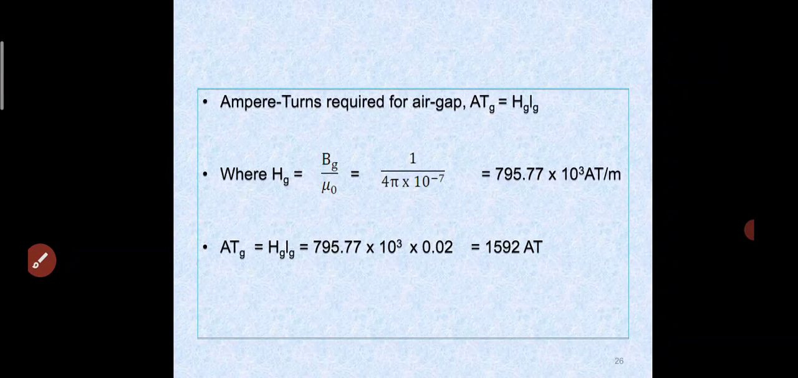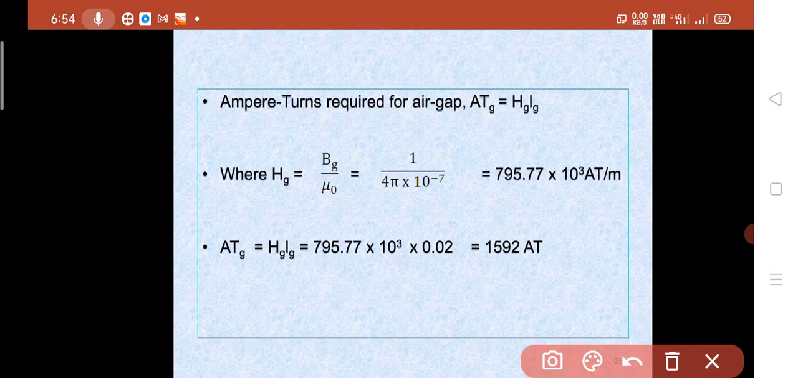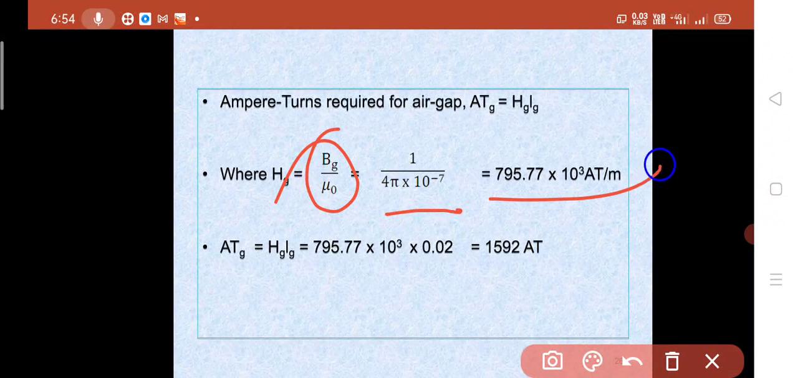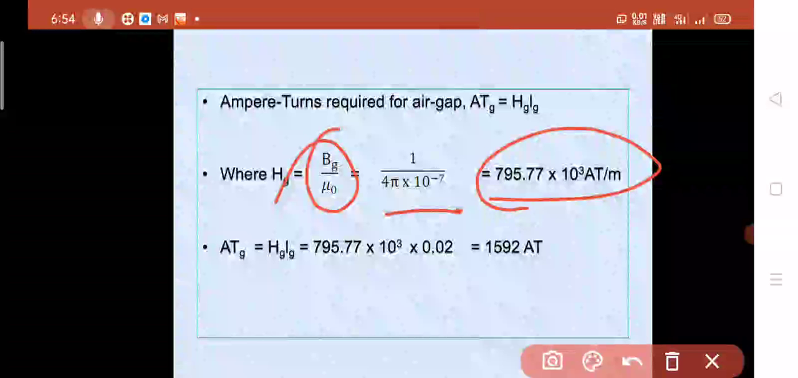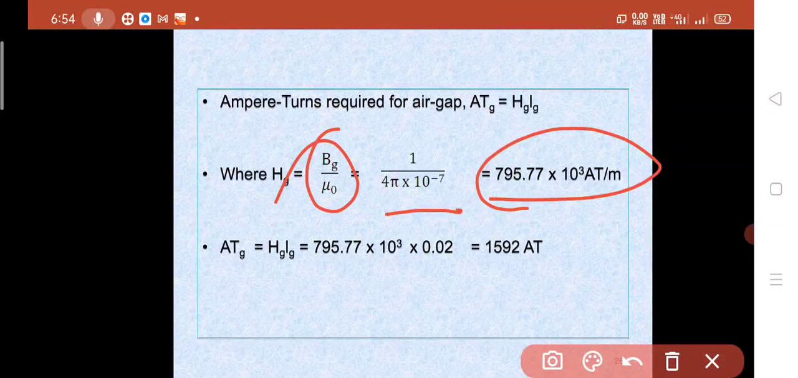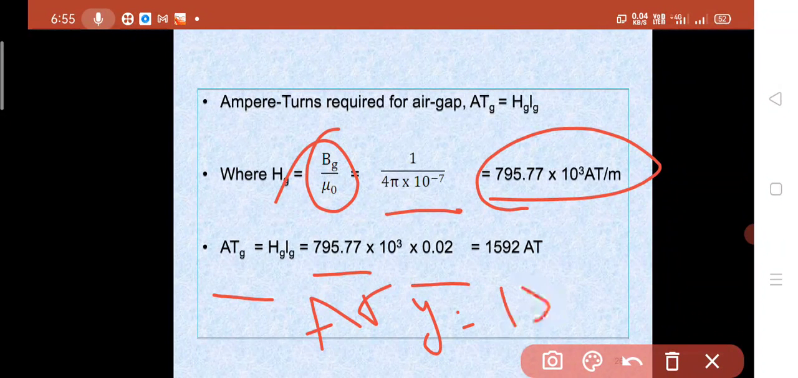Ampere turns required for the air gap, ATg, is equal to Hg lg. Where Hg is equal to Bg by mu naught, with mu naught being 4 pi into 10 to the power of minus 7. This is 795.77 into 10 to the power 3 ampere turns per meter. Now ATg is equal to Hg lg. So Hg value is 795.77 into 10 to the power of 3 and lg value is 0.02. The total ATg value is 1592.